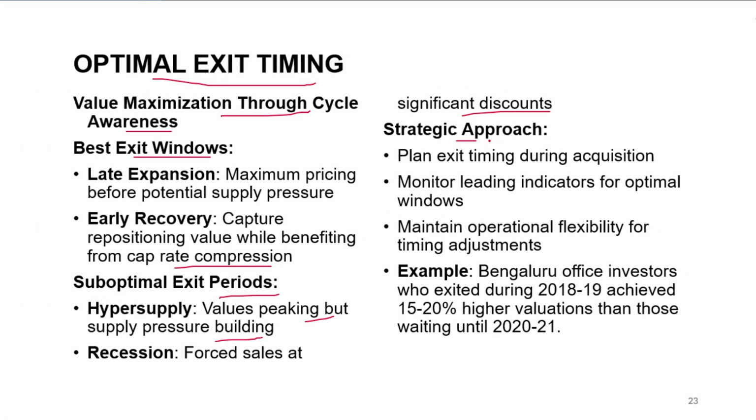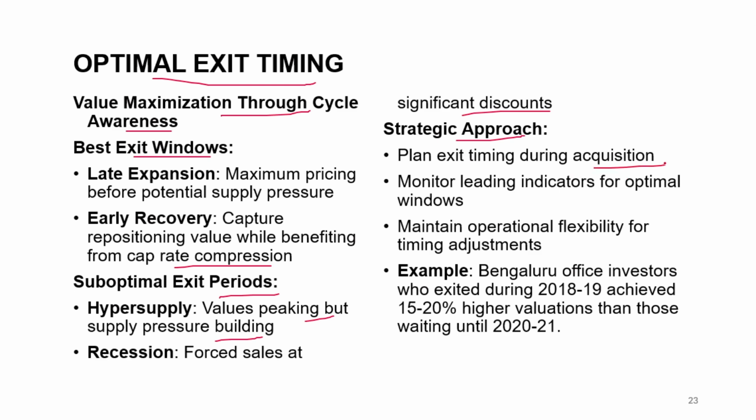Then we have the strategic approach, which involves planning exit timing during acquisition, monitoring leading indicators for optimal windows, and maintaining operational flexibility for timing adjustments. And the example here: Bengaluru office investors who exited during 2018-19 achieved 15 to 20% higher valuation than those waiting until 2020-21. We understand that because of the COVID period it happened, so how the exit timing played out was very, very important.